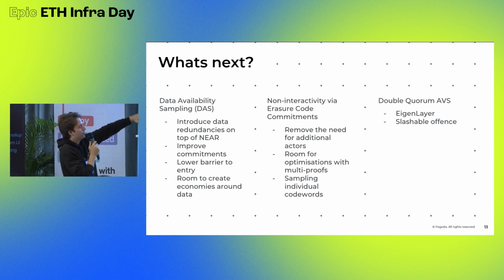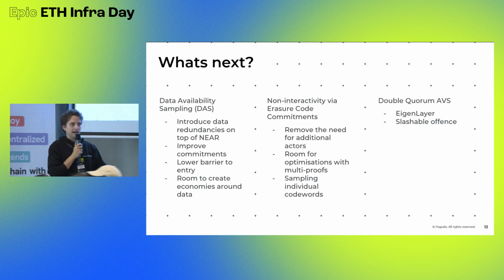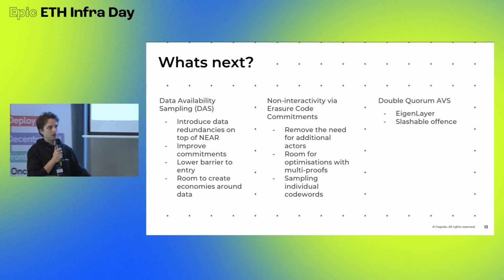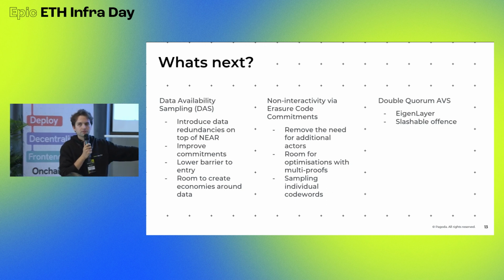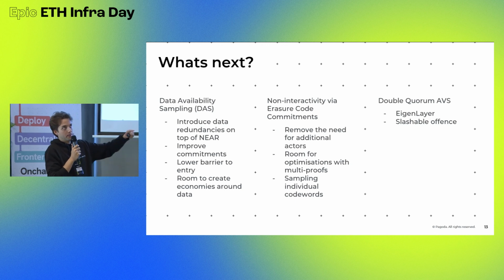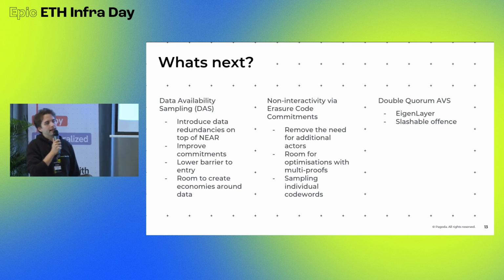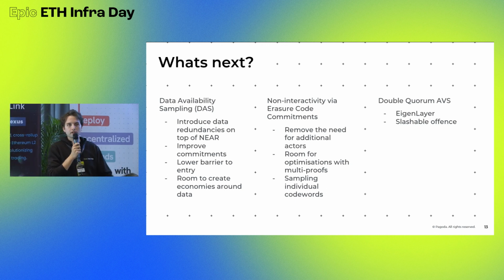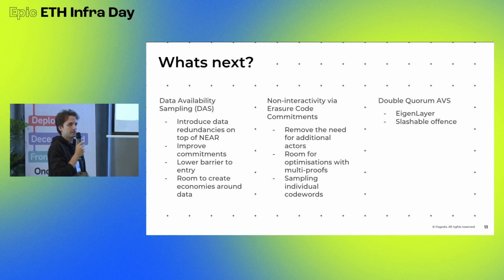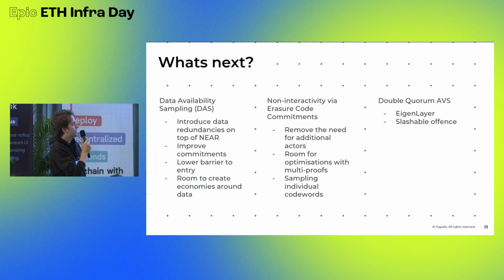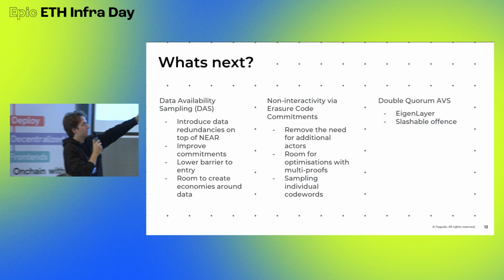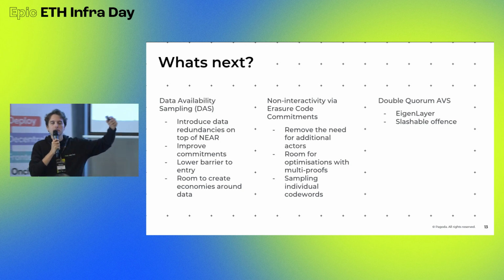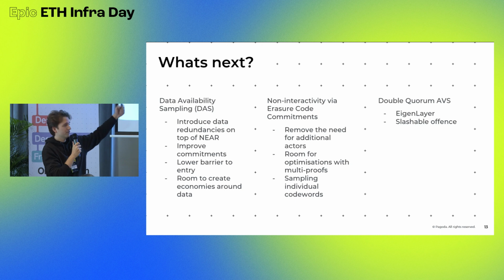Again, like I said, we now have a light client and we have to ask the light client if the blob is included or not, but we're thinking about maybe implementing KZG commitments. Actually, we have something already in the repo if you want to check it out. There's erasure coding with a KZG commitment on top that we're looking into, which will remove the need for light client interaction, so it's going to be non-interactive. There's room for optimizations with multi-proofs. We're thinking about sampling individual code words, something we're thinking to do to increase the security of the data availability layer.